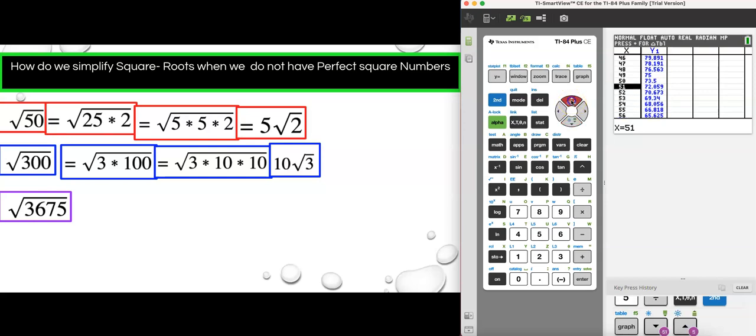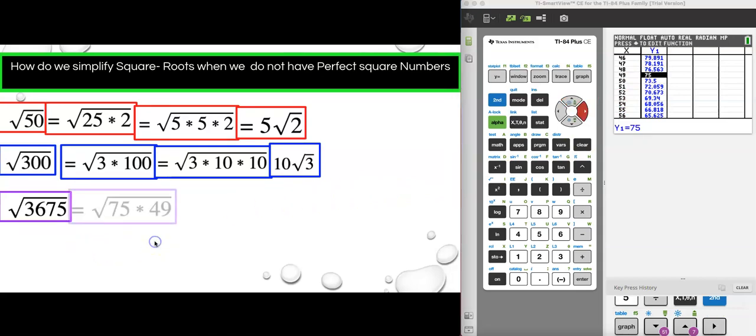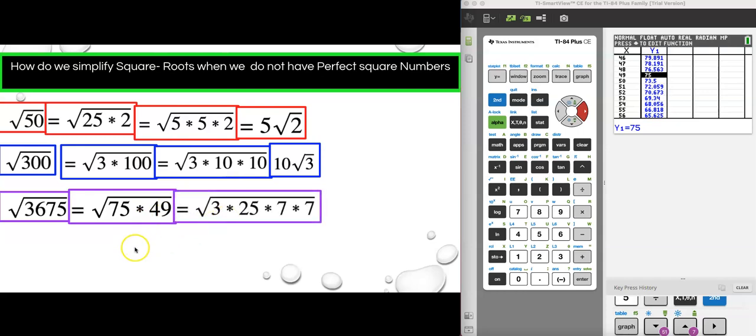Oh, I see something right here. So I saw 49. And I know 49 is a perfect square. So I'm going to use 49 and 75. So I now can, instead of writing 3,675 or the square root of 3,675, I now can write the square root of 75 times the square root of 49. Okay, so all of this is under the square root, but I recognize that 49 is a perfect square, so I know automatically that I can rewrite 49 as 7 times 7.